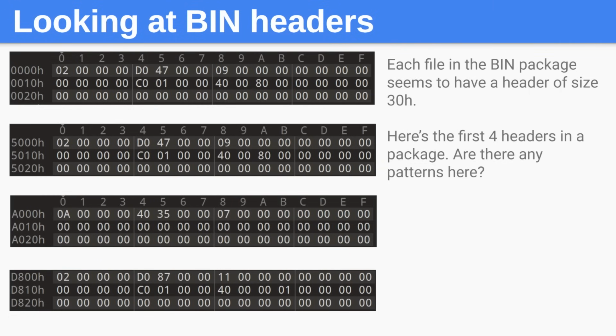Here I've pulled up the first 4 file starts in a bin package. We can kind of sort of tell that the size of the header is 30 bytes just by looking at it and seeing that there's kind of a pattern between them. Purely by inspection, can we figure out how these file headers work? Can we look for any patterns here that tell us where these file sizes or starts are? Well, you can pause the video and try to figure it out yourself.